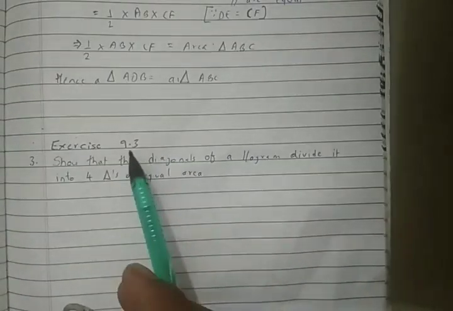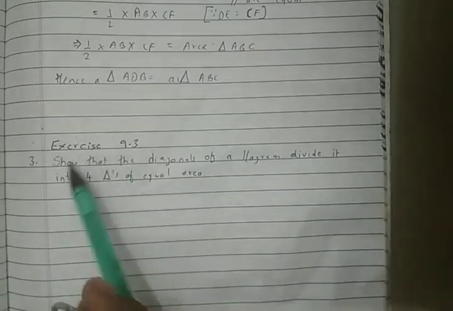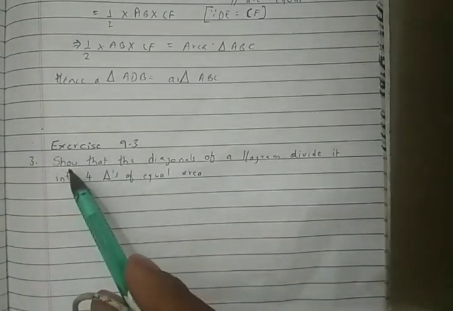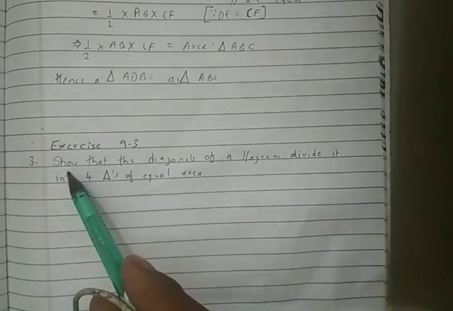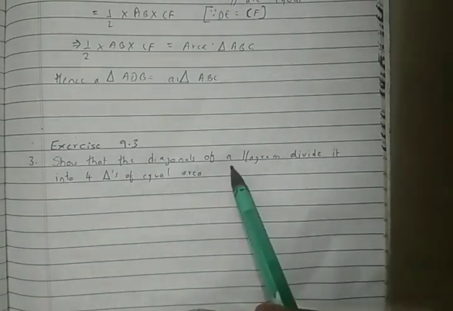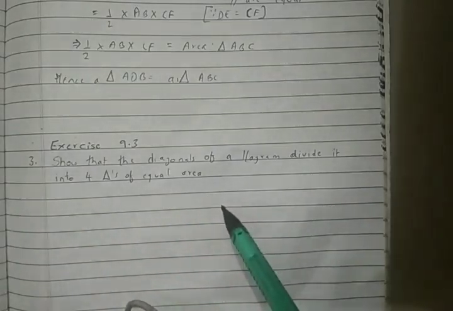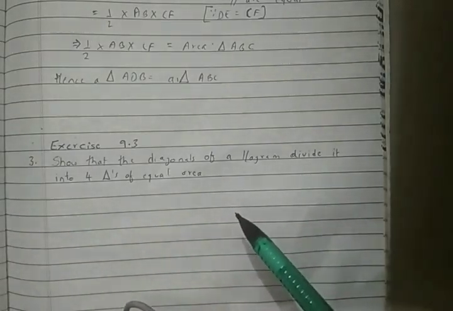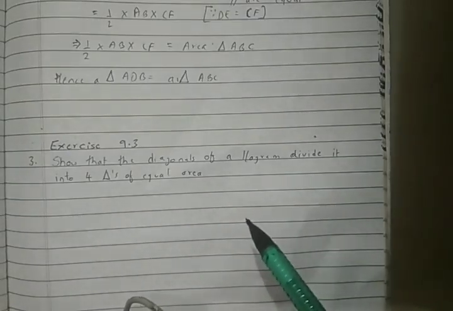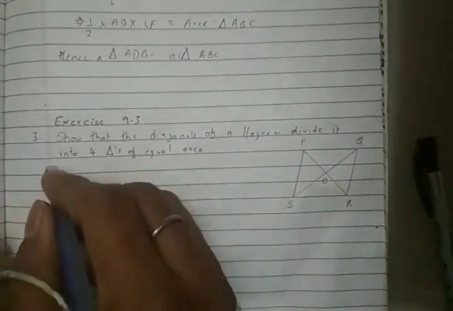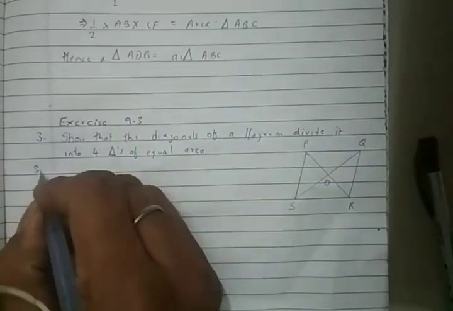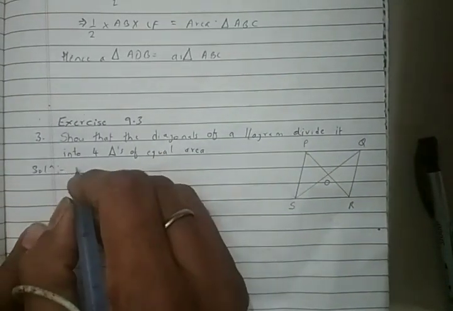Let's solve exercise 9.3. We will solve the third sum. We have to show that the diagonals of a parallelogram divide it into four triangles of equal area. So for this we will draw a parallelogram PQRS. Here we know that the diagonals of a parallelogram bisect each other.